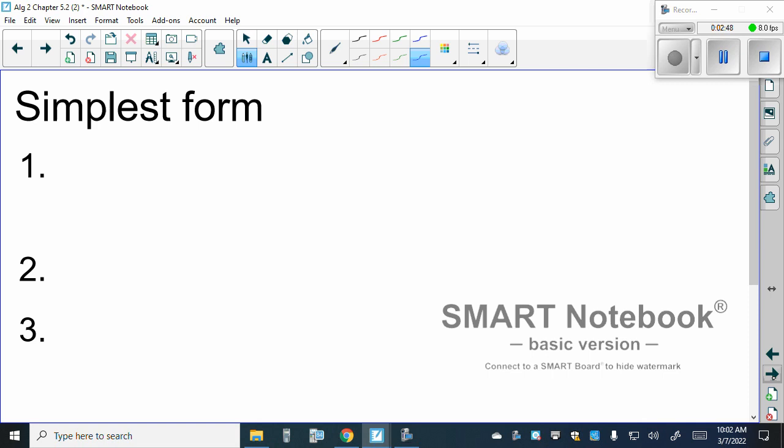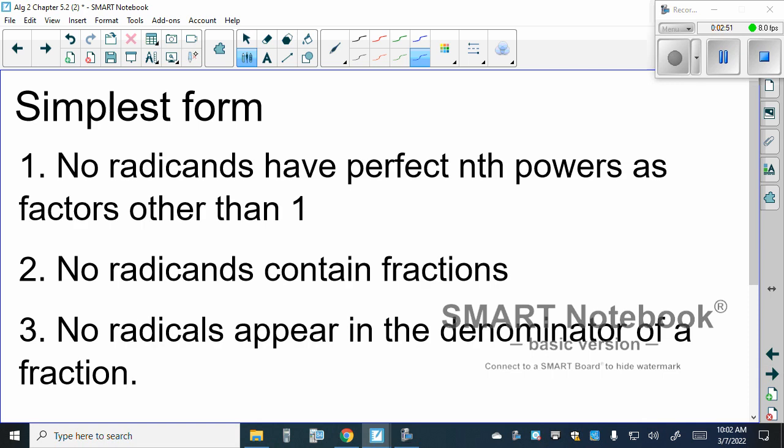Now, we talked about this already, simplest form, because it's not included in the notes there, but I'm reiterating this here. Because what we're working with today is making sure that radicals are in simplest form. And this is something that does come up on the ACT: they'll give you radicals and say rewrite in simplest form. So, no radicands have perfect nth powers as factors other than 1. If we can take the root, we need to take it. So for square roots, we can't have 4 inside the square root, or any number that has a factor of 4. If we can reduce it, we need to reduce it.